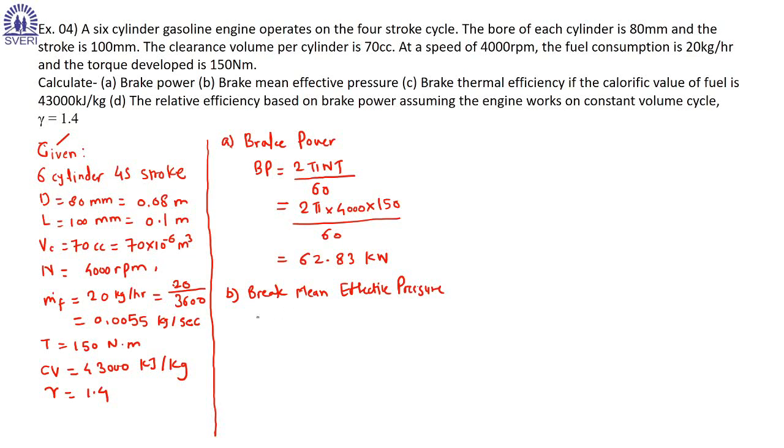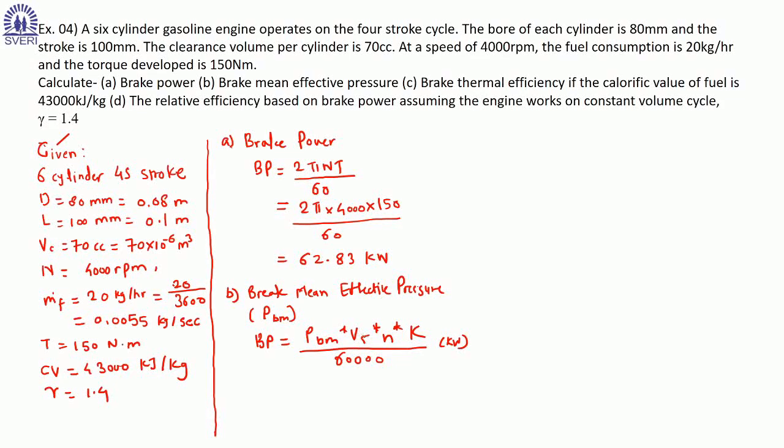What we note as P suffix BM. So for that we have to use the formula of brake power, which is equal to PBM into Vs into small n into K, capital K, divided by 60,000. This will give you the answer in kilowatts. So we'll first calculate each term.